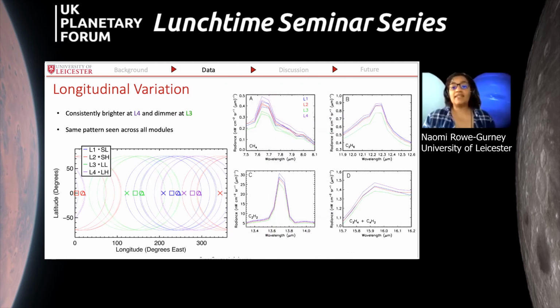So looking at the main hydrocarbon bands in the low resolution, we can see the same pattern here clearly, that L3 and L4 are almost opposite in the hemispheres. So one of them is around 130 degrees and the other one is around 280 degrees. We can see something is happening between the dimmer L3 and the brighter L4.